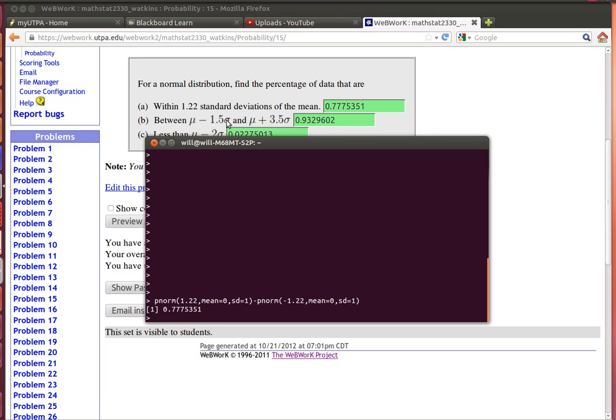Let's just think of the other calculations real quickly. I want to be 3.5 standard deviations above the mean and negative 1.5 standard deviations below the mean. So it's a matter of looking at a very similar calculation here, except the below the mean part is negative 1.5 standard deviations below the mean. We want to subtract that from 3.5 standard deviations above the mean.